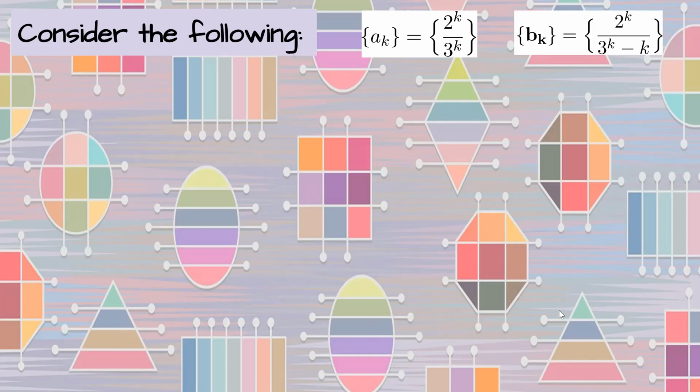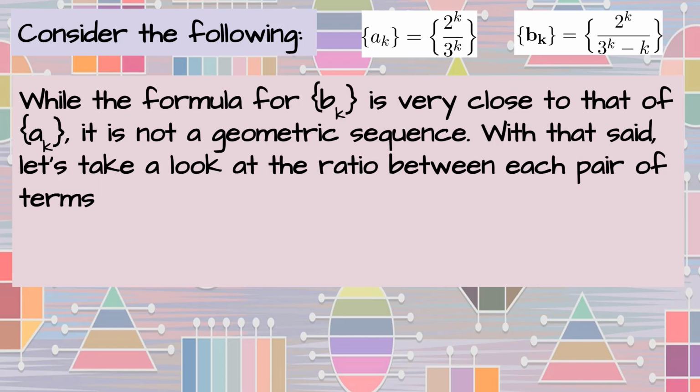Consider the following sequences. A sub k is a geometric sequence, but b sub k, not quite. While the formula for the sequence b sub k is very close to that of the sequence a sub k, it is not a geometric sequence. With that said, let's take a look at the ratio between each pair of terms.